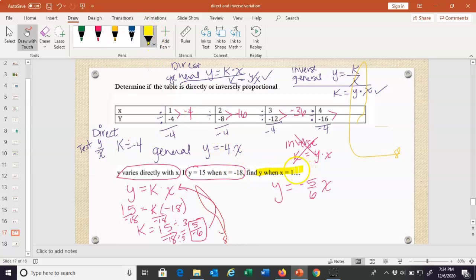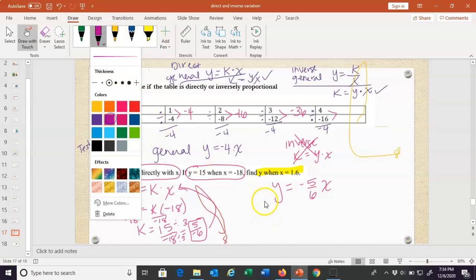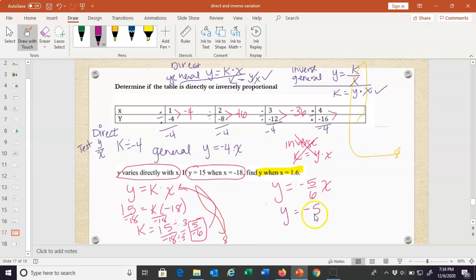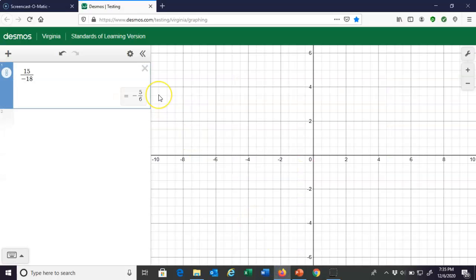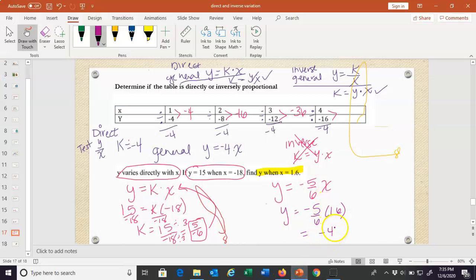They want us to do it when x is 1.6. All right. So y equals negative 5/6 times 1.6. What is y? I'm going to go to the calculator. Negative 5/6 times 1.6. And let's see if we can get a fraction. Negative 4/3. There we go. There's the answer.